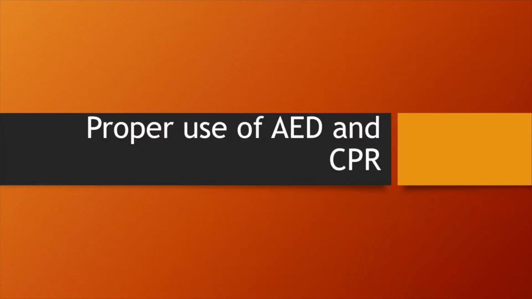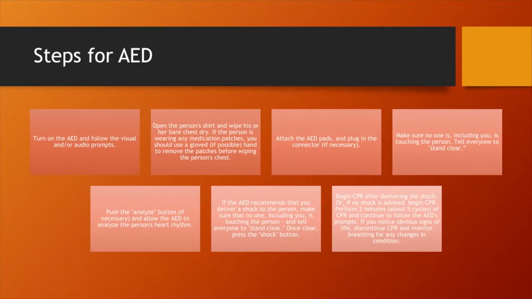These are the steps for an AED. The first step is to turn on the AED and follow the visual and/or audio prompts. The second step is to open the person's shirt and wipe his or her bare chest dry. If the person is wearing any medication patches, you should use a gloved, if possible, hand to remove the patches before wiping the person's chest.